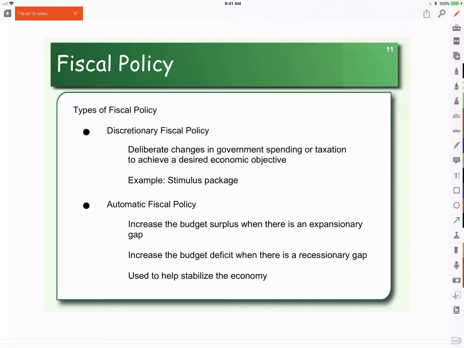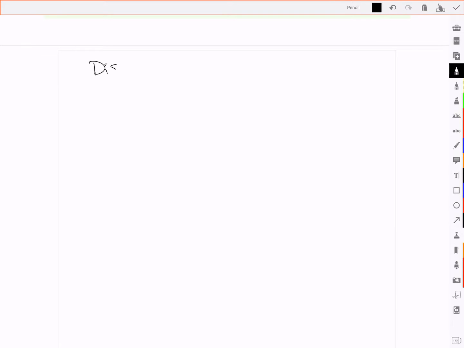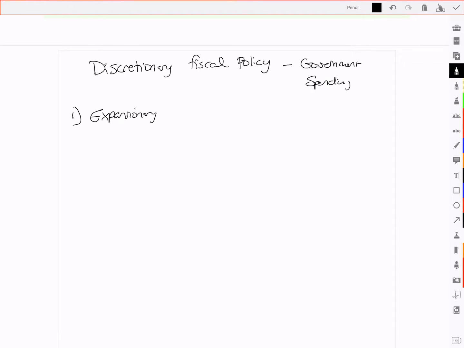So let's actually just create a blank page here. And let's look at discretionary fiscal policy. And let's start first by looking at government spending. All right, so let's look at expansionary fiscal policy. Okay, and let's draw here our aggregate demand and our aggregate supply.